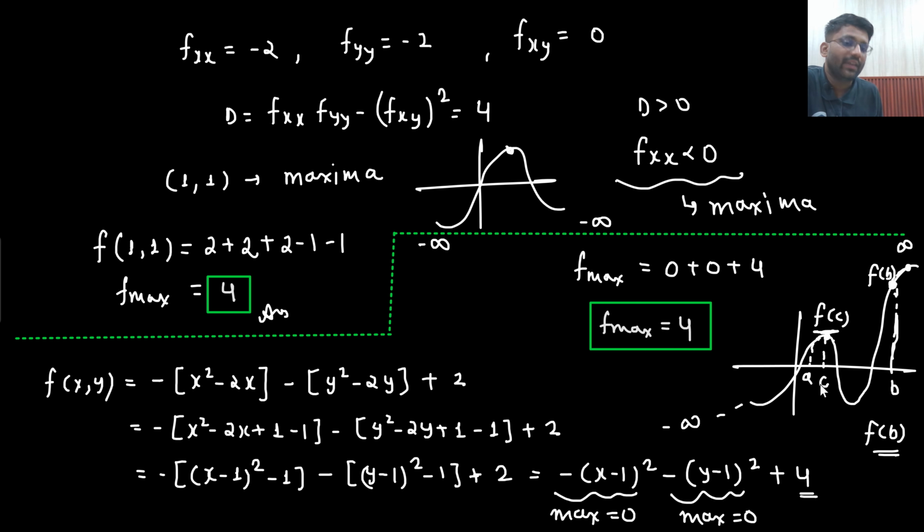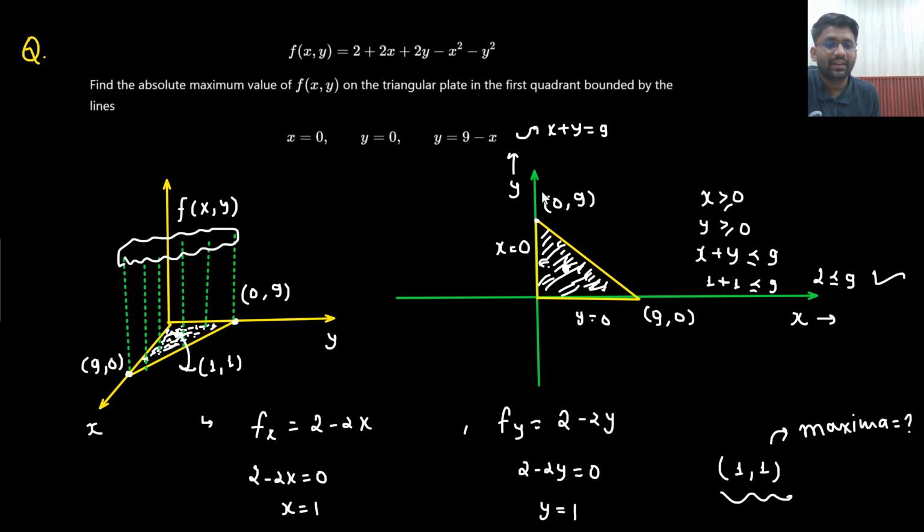In this case, if I take the range between A to B, what will be the maximum value? Maximum value will be f of C. No, it will be f of B. So similarly, sir, in the region they have given me, there would be other points as well. There would be some point, let's just say 8, 1.